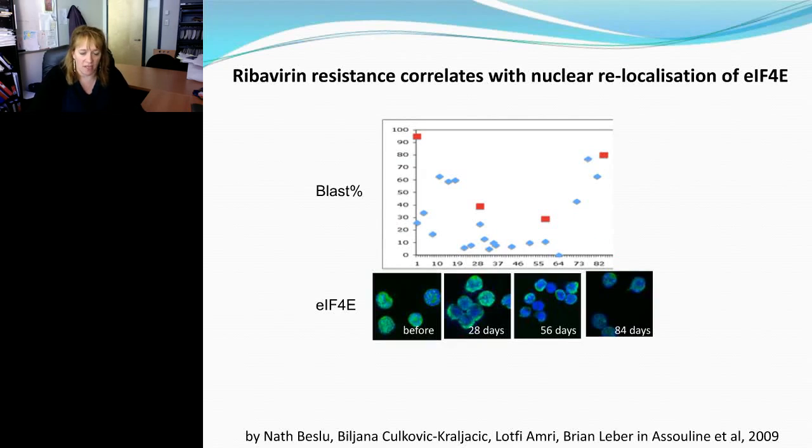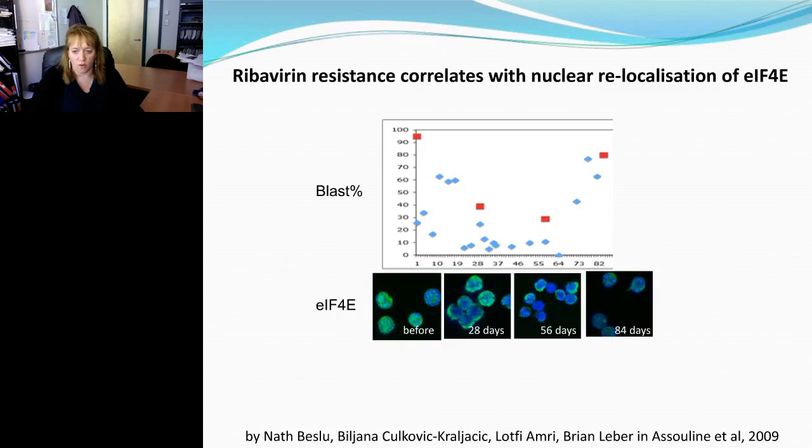This is a patient who achieved a blast response. In red are bone marrow blast percentages, and in blue are peripheral blood responses. So you can see when the patient here at 56 days had her best response, we had a massive relocalization of 4E, very similar to what you saw for the patient I first showed you with a complete remission, when you compare that to the before treated cells.